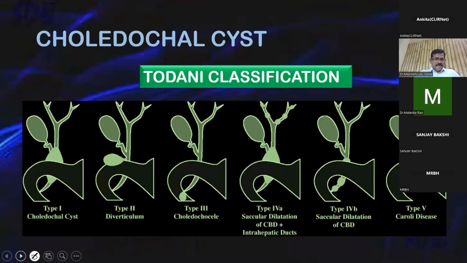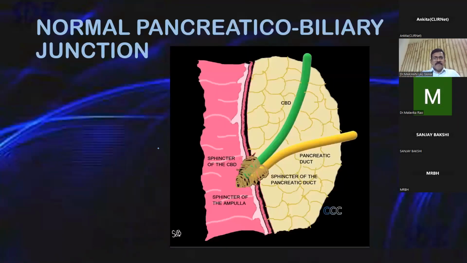Type 1, type 2 is a diverticulum, type 3 is a choledochocele. 4A is a saccular dilatation of the CBD with intrahepatic involvement, type 4B is a saccular dilatation of only the extrahepatic CBD, and type 5 is Caroli's disease. But it has been sub-classified, and that is because you need to have a normal pancreatobiliary junction. What is a normal pancreatobiliary junction? That's the bile duct coming, and that's the pancreatic duct. You have a sphincter of the CBD, and a separate sphincter of the pancreatic duct, which combine out here, and then you have the sphincter of the ampulla.